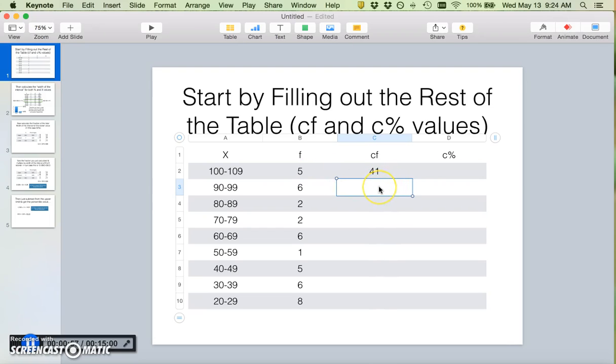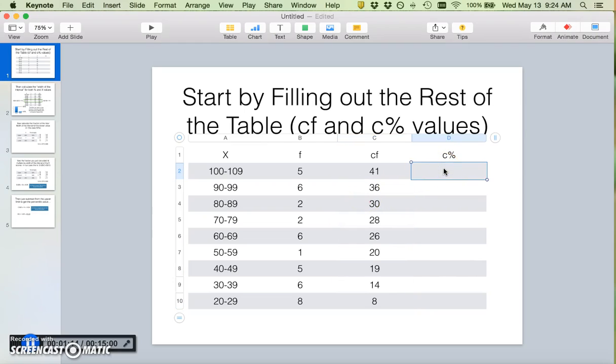To get the rest of these values, I'm just going to say equals this value right above and subtract this value here. So that looks good, and I'm just going to drag down to fill in the rest of the values. So this reproduces what's in my slide from last night.